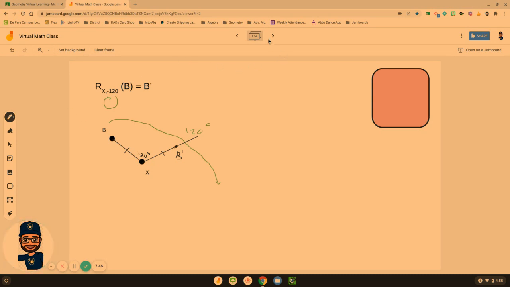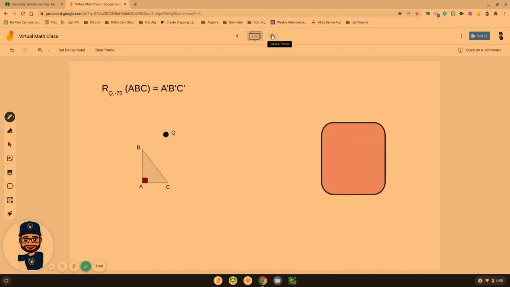Now, how do we do it, though, with an image? What happens if we're trying to take an image and rotate an image? In this case, I'm trying to rotate triangle ABC negative 75 degrees around point Q. So once again, negative 75 means clockwise. So this triangle has to go this way, 75 degrees.